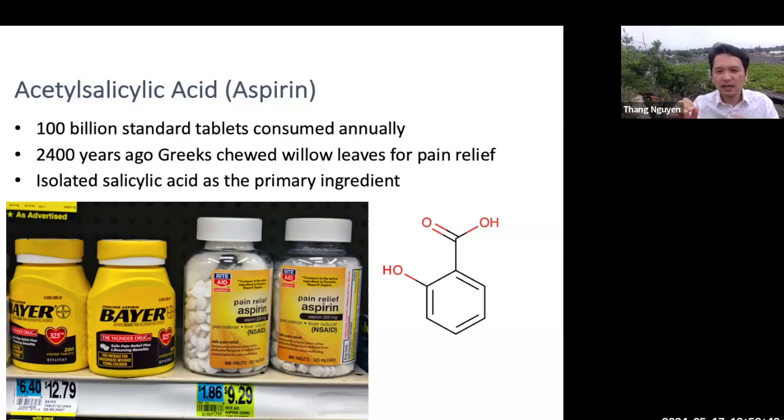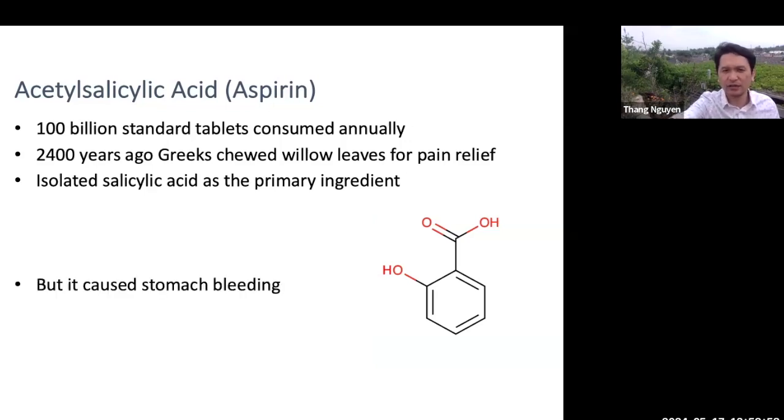Okay, so now this was great, and it was used and experimented with, and is shown to relieve pain and is anti-inflammatory. However, there were some pretty serious side effects to this molecule. The number one thing is that it causes bleeding in the stomach, in the GI tract. So that wasn't good.